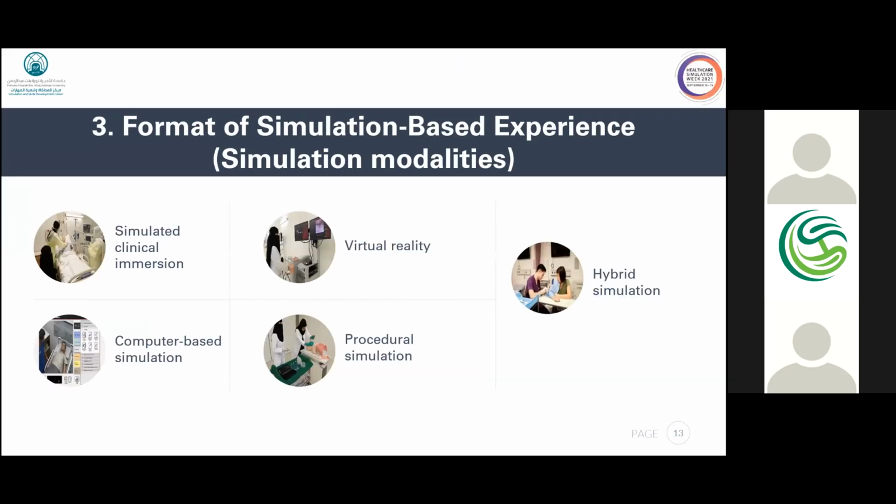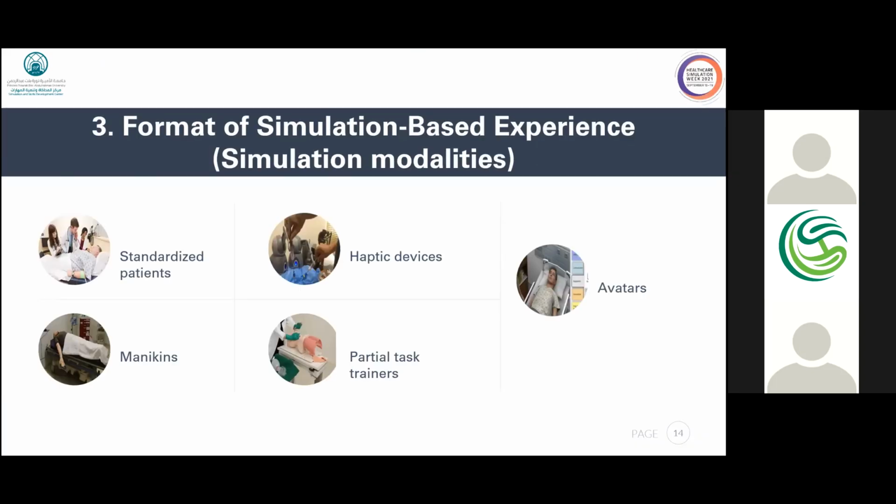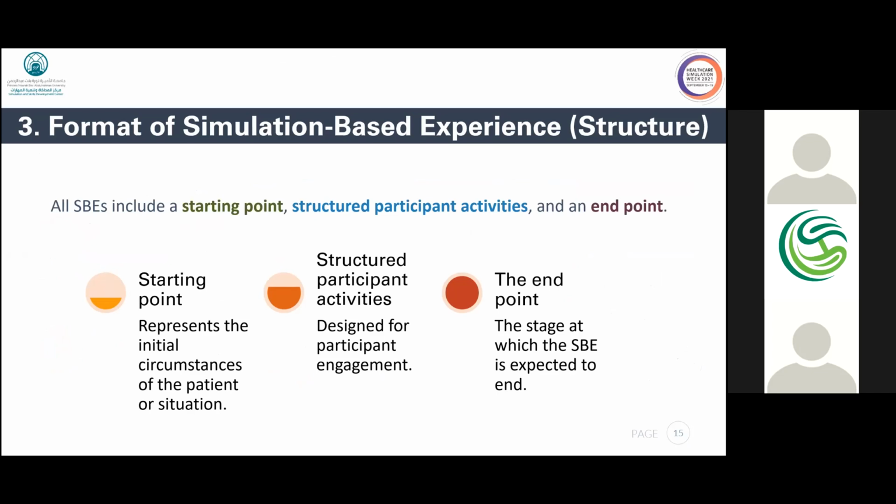There are several modalities that are used for simulation-based experience. You can have a procedure simulation where you're using task trainers, virtual reality, or you combine modalities such as standardized patient and partial task trainers, or avatars and mannequins. So after finalizing those aspects, you move on to how to format it from the start point to structured critical actions and steps to the end point.